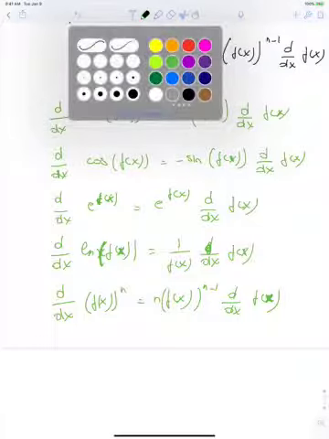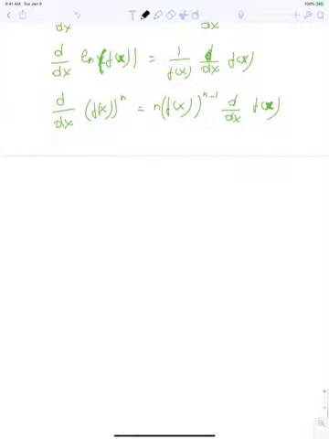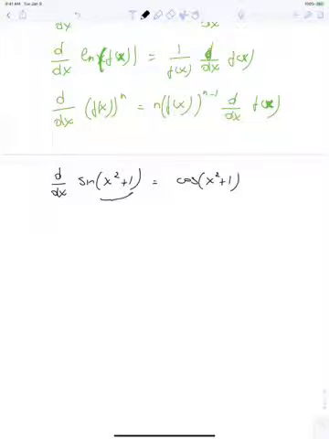So let's see a couple of examples again. If we have the derivative of sine of x squared plus 1, this is going to be cosine of x squared plus 1 times the derivative of x squared plus 1, which is times 2x. So you can write it as 2x times cosine of x squared plus 1.